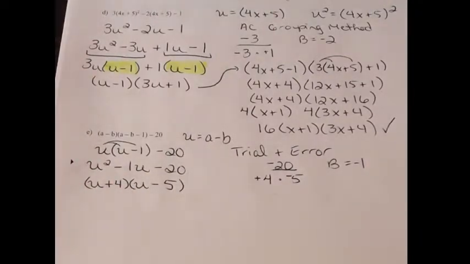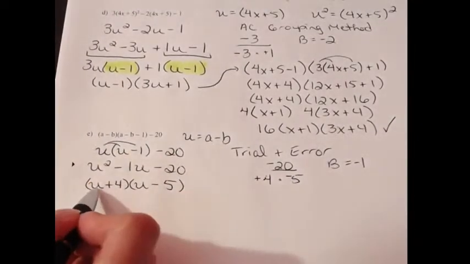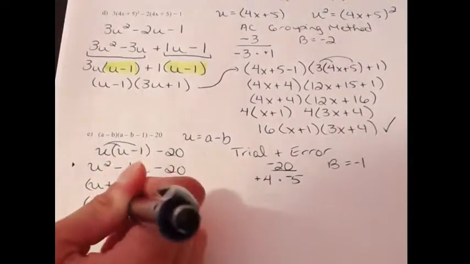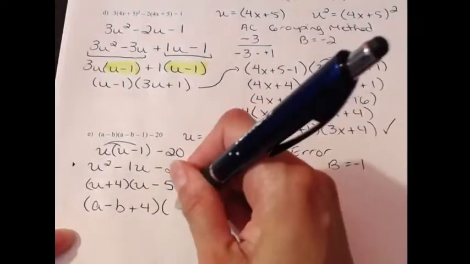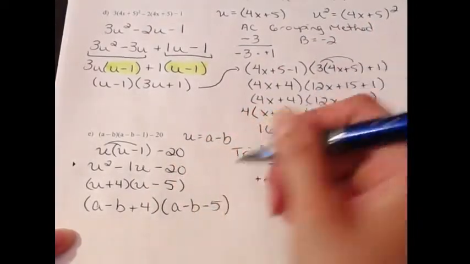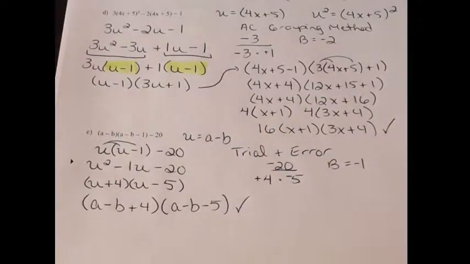The last thing we have to do is sub u back in. So we called a minus b u. Let's put it back. U is a minus b, so my first factor is a minus b plus 4. And then again, u is a minus b, so let's replace it: a minus b minus 5, and there is your answer. Okay, hopefully that made a lot of sense. Look for things you see in common and just give it a shot, see what happens. The worst that can happen is you hit a roadblock and you decide, you know what, this is not going well, and let me just start again from scratch.